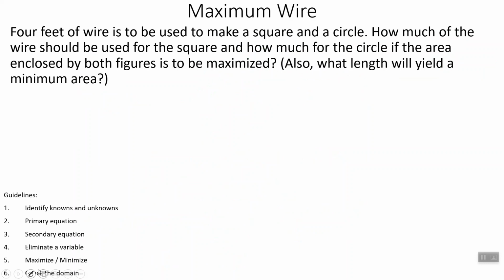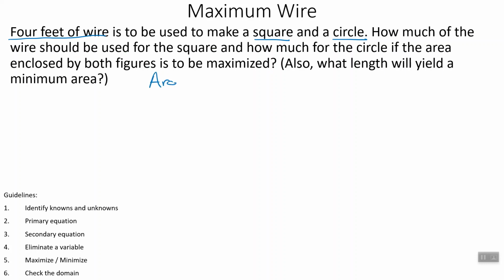All right, I think this is the last one, and this is probably the trickiest one too. So 4 feet of wire is to be used to make a square and a circle. We're going to probably cut the wire somewhere, and some of it's going to be folded together to make a square. Some of it's going to be rounded up to make a circle. How much of the wire should be used for the square, and how much for the circle if the area enclosed by both figures is to be maximum?